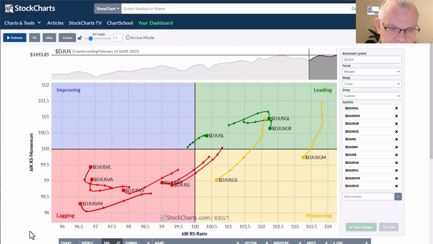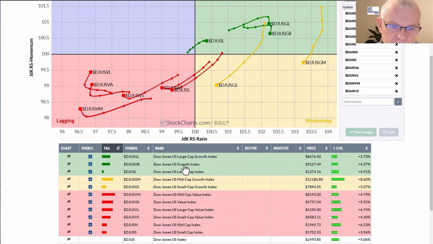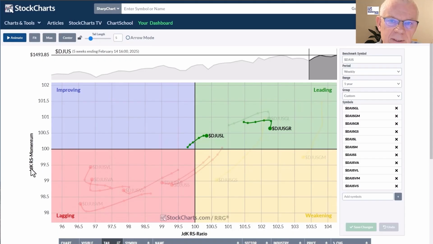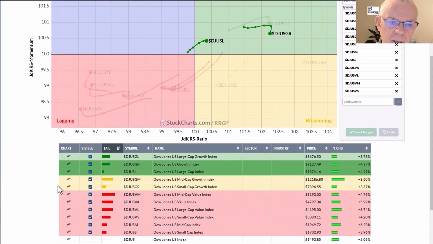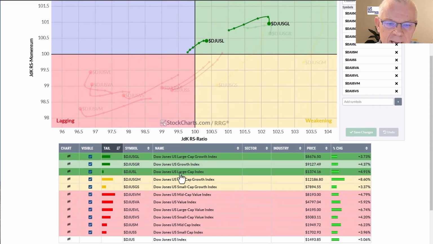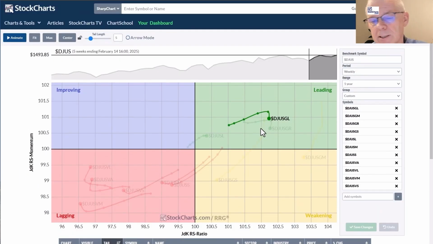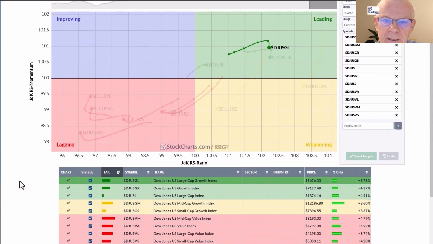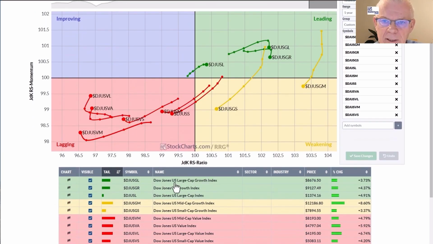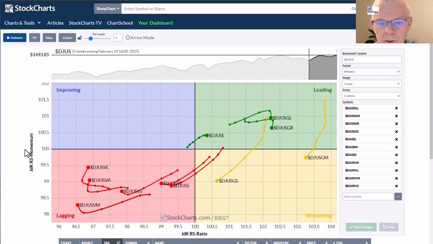Let me highlight that for you. So if we would say growth and large cap, that's those two. So large cap and growth. And as a result, you will see that large cap growth is doing well. That's not a surprise, but it's probably the best segment in the market right now. We have mid cap growth, which has the highest RS ratio reading, but it's at a negative heading right now and moving into weakening. And we've got small cap growth, which is also inside weakening and rapidly heading towards lagging.